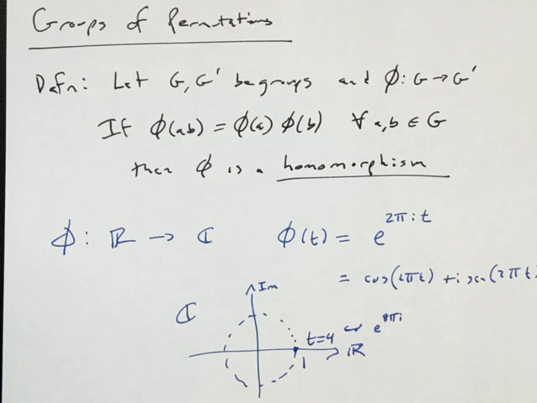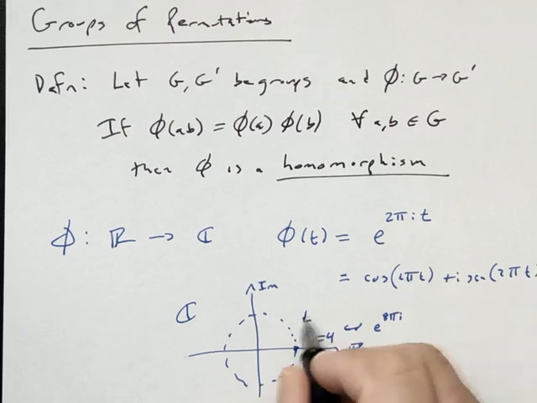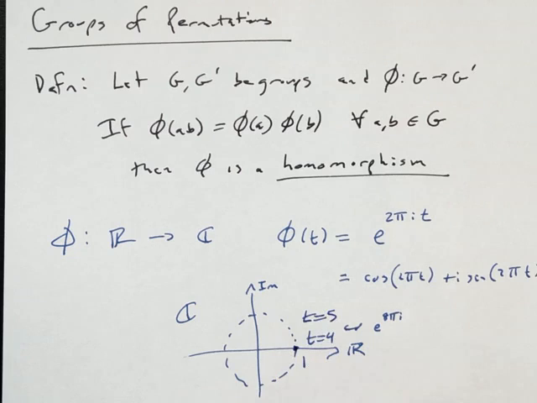Pick another number. Put in 5. What do you get? 10 pi i. E to the 10 pi i. Cosine of 10 pi? Sine of 10 pi. Same point. As a matter of fact, every integer maps to that spot. This function is absolutely 100% not one-to-one.